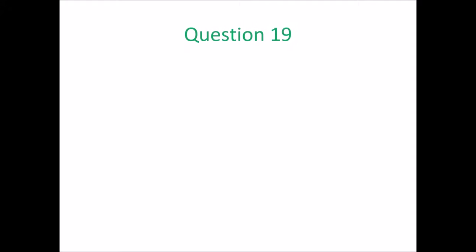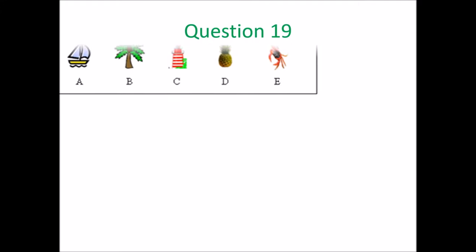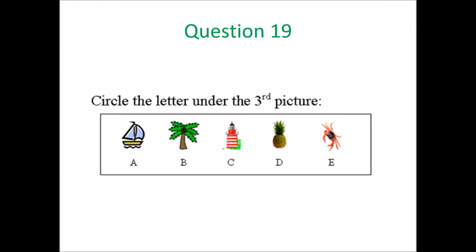Question 19. Circle the letter under the third picture. The third picture would be the lighthouse. So you circle the C, the letter C.